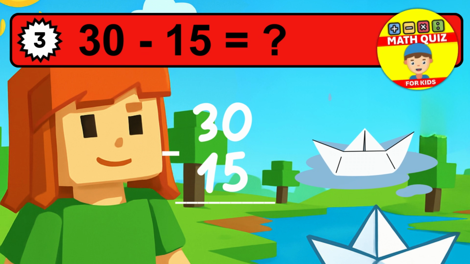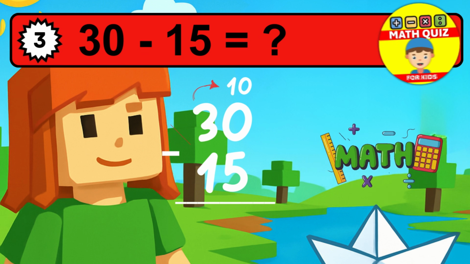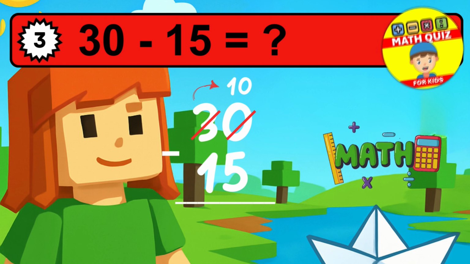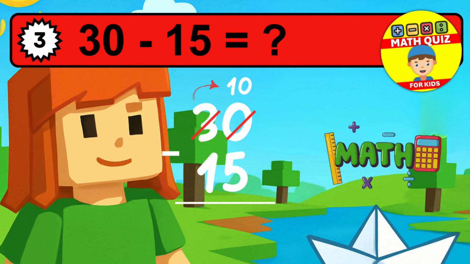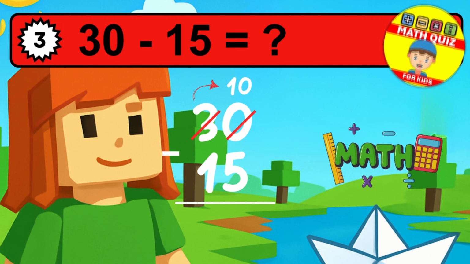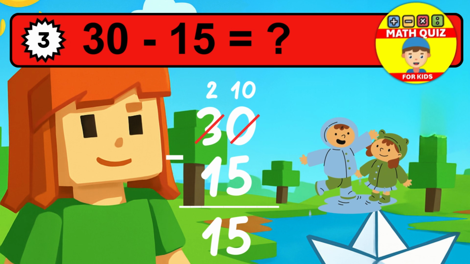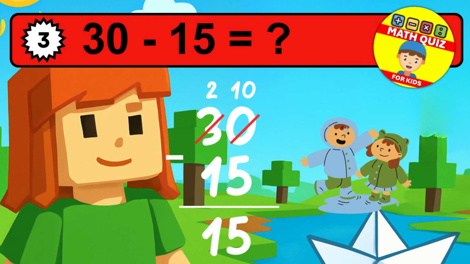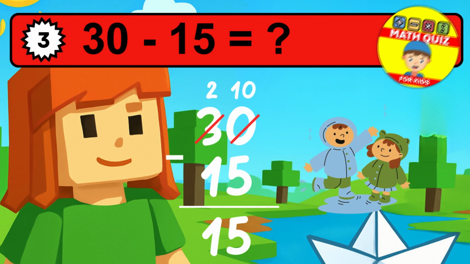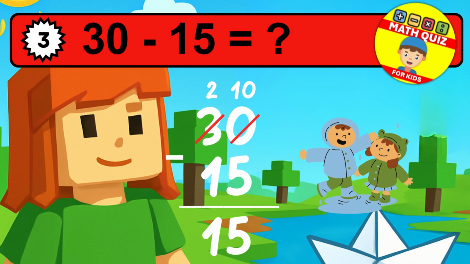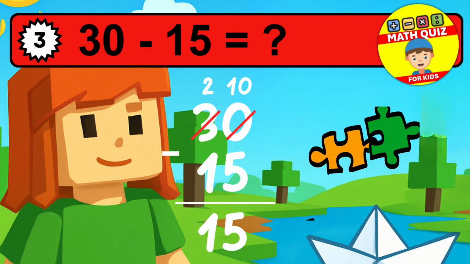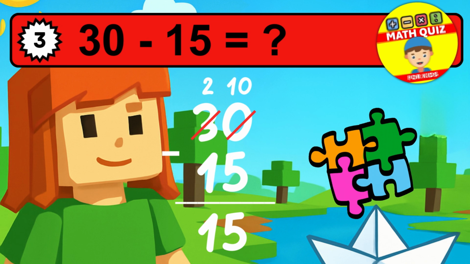Let's solve this step by step. We start with the units. 0 minus 5 is not possible, so we need to regroup. We take 1 ten from the tens column. Now we have two tens, and the units become 10. Now we subtract. 10 minus 5 is 5. Then we go to the tens. 2 minus 1 is 1. The final answer is 15.